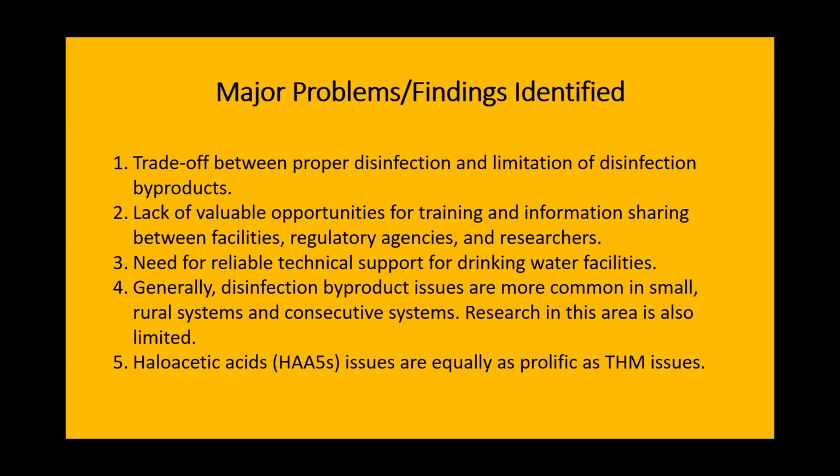Fourth was generally disinfection byproduct issues are more common in the rural and consecutive system, and research in this area is very limited right now. And then lastly, fifth is that the haloacetic acid issues are equally as prolific as the THM issues. This was something that we were surprised to find out, and we found out about it really early on in the research.